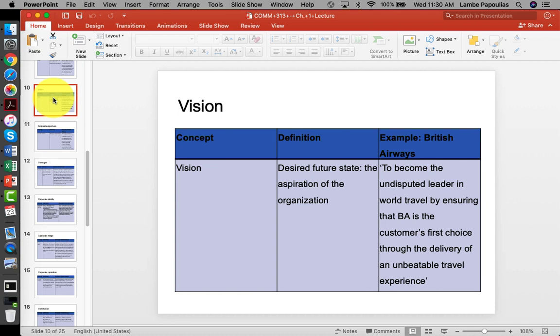Now we have a vision statement. A vision statement is different from your mission statement. This is the desired future state, where the organization wants to go, what is their aspiration. So for British Airways: to become the undisputed leader in world travel by ensuring that British Airways is the customer's first choice through the delivery of an unbeatable travel experience.